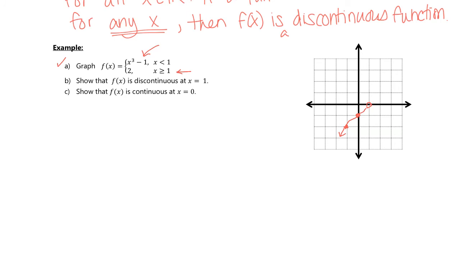Okay, that is a really badly drawn cubic function. Let me try and make that a little bit nicer. Not so much, but that's okay. And then when x is greater than or equal to 1, our y values are 2. So that's what that looks like. Okay, we're going to show that f at x is discontinuous at x equals 1.